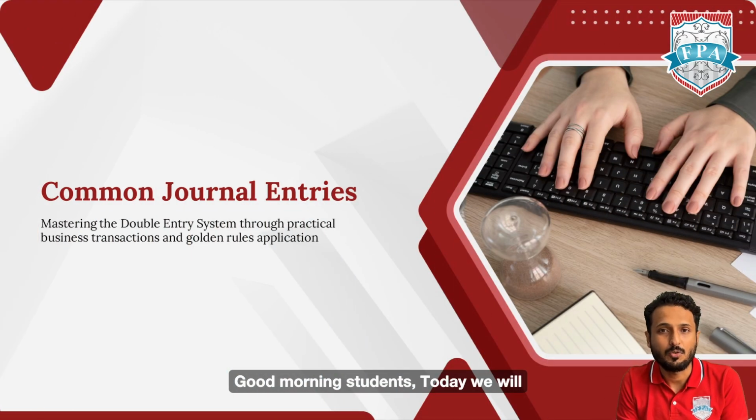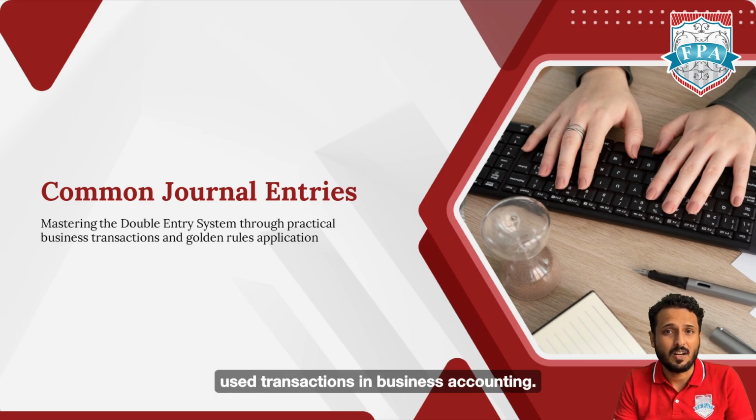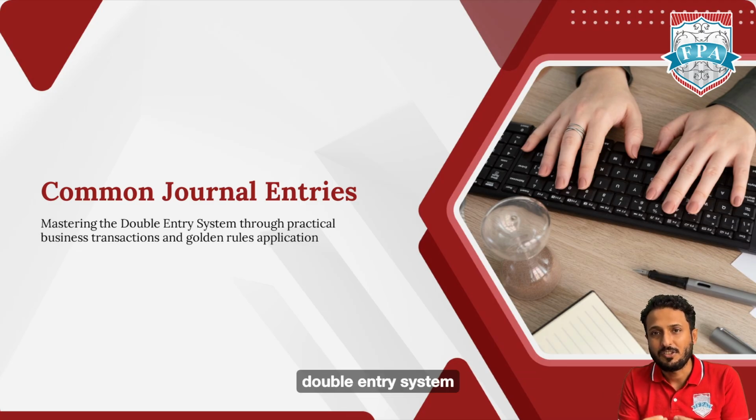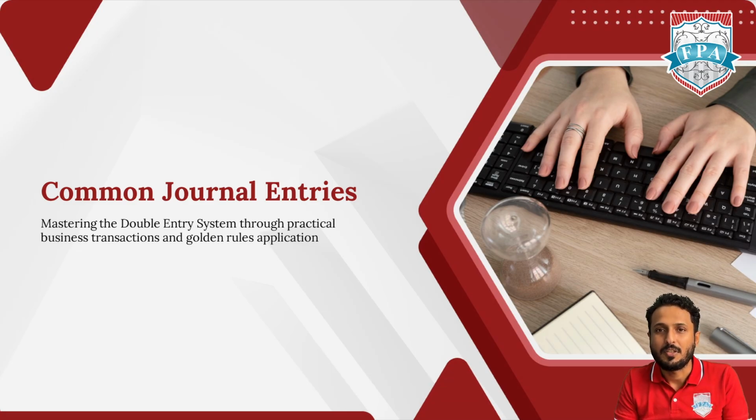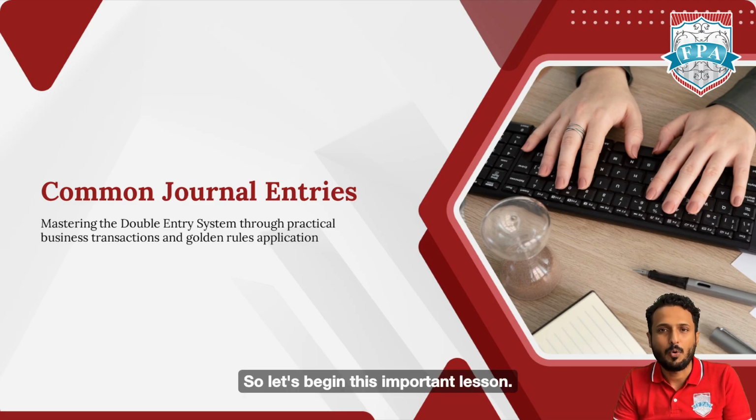Good morning, students. Today we'll learn about common journal entries, the most frequently used transactions in business accounting. These journal entries help us master the double entry system through practical examples. By understanding how to record capital, expenses, income, and credit transactions, you'll develop a strong foundation for preparing accurate financial statements. So let's begin this important lesson.